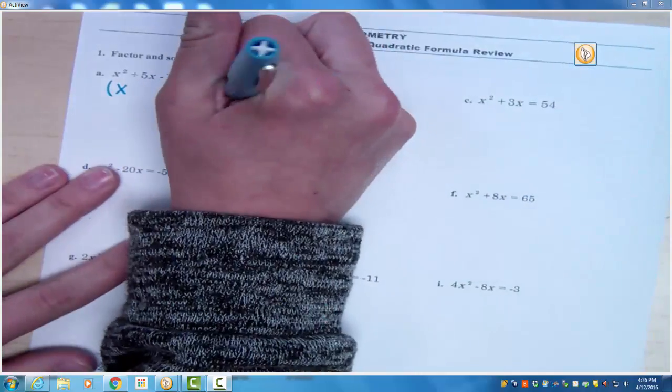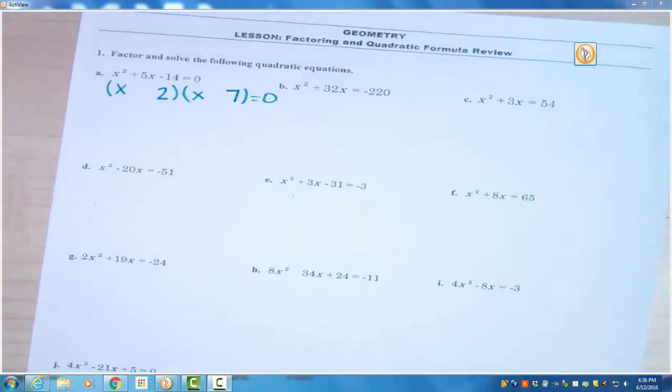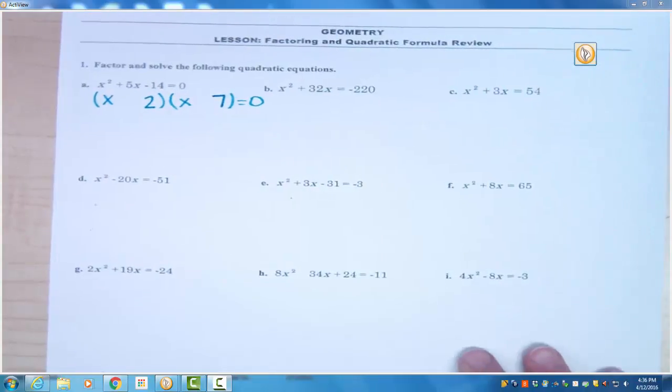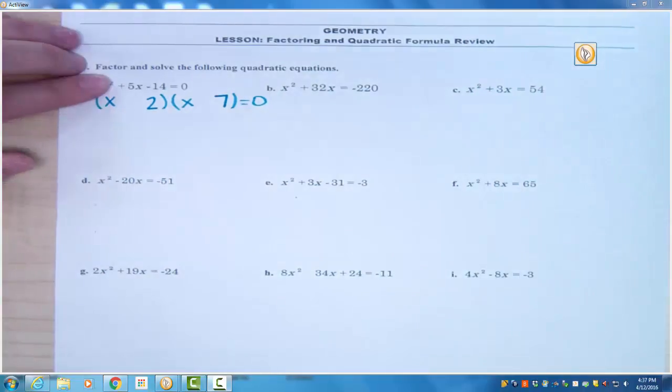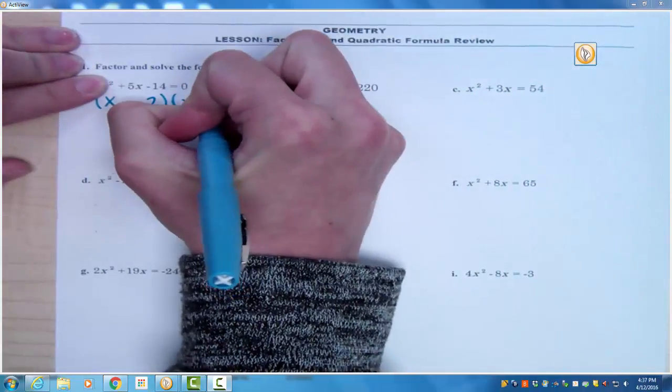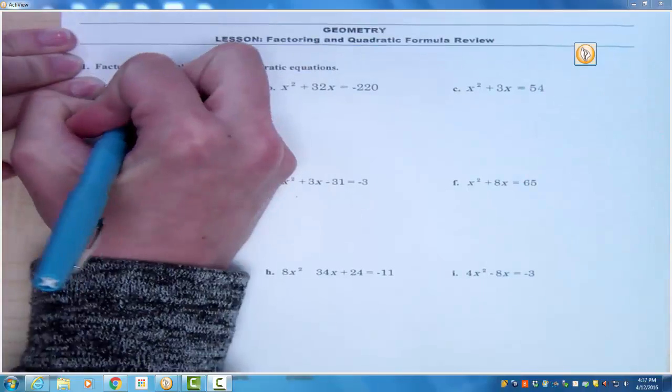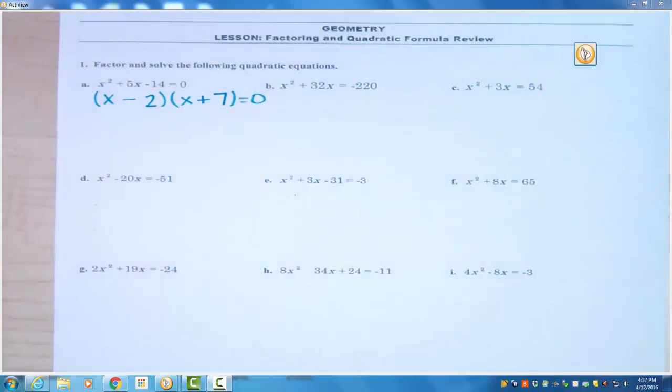So I know I have to use 7 and 2. Now I just have to figure out, those multiply to give me 14, and I have to somehow get them to add to be positive 5. Like I said, one of them has to be positive, the other one has to be negative. Since they have to add to be 5, the larger one has to be positive, and the smaller number has to be negative.